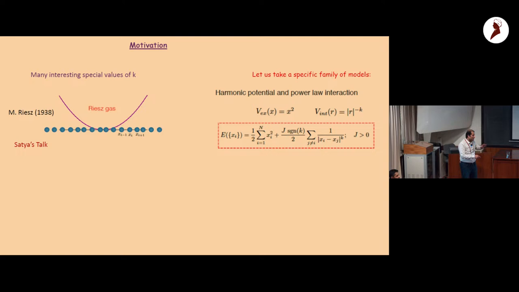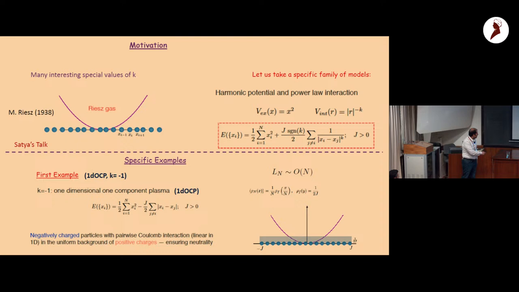So now the question is why we are interested in this model. I'll quickly motivate. There are many, many special values of k. One example is when k is minus 1. If I put k equal to minus 1, this becomes the 1D one-component plasma. I'm going to discuss this again later, but these are just examples for motivation. This is an example where the repulsive interaction and the uniform trap have a delicate balance such that the gas becomes uniform. So this is k equal to minus 1.